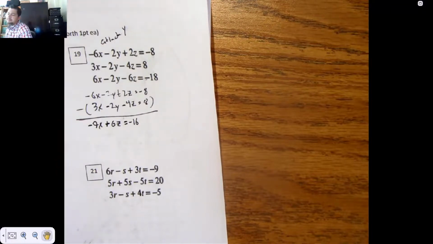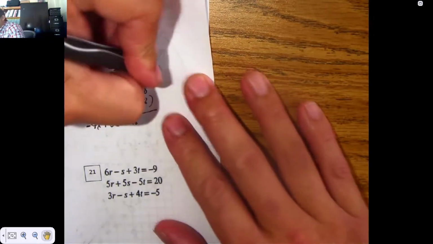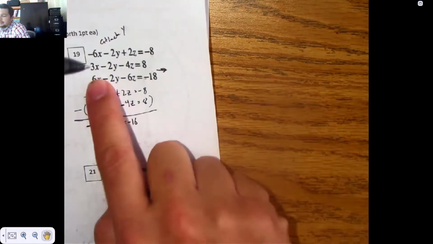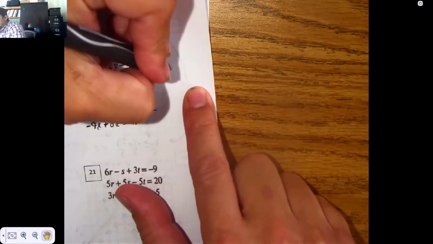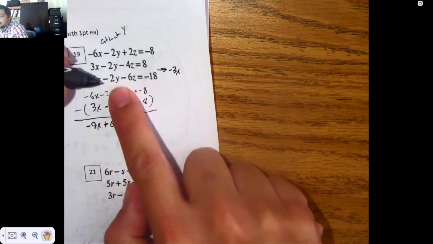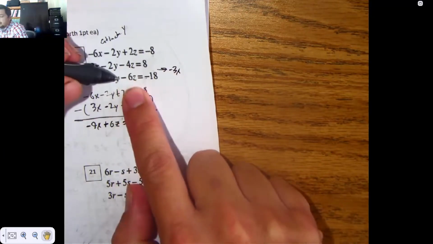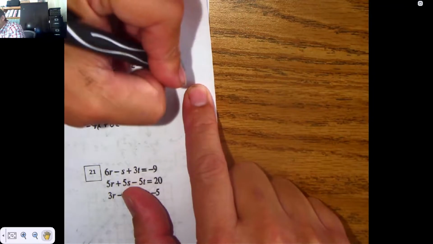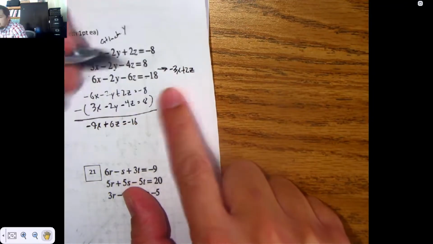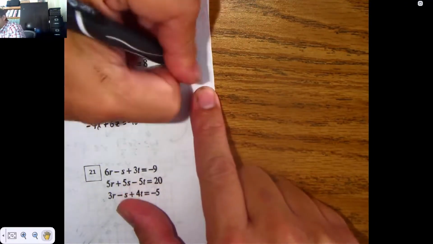All right, that one's done. So that was grouping of 1 and 2. I guess now I'll probably group 2 and 3. And I'm just going to do that work over here to the side. 3 minus 6 is negative 3x. Negative 2 minus 2 is nothing. Negative 4 minus a negative 6 is plus 2z. And an 8 minus a negative 18 is a 26.